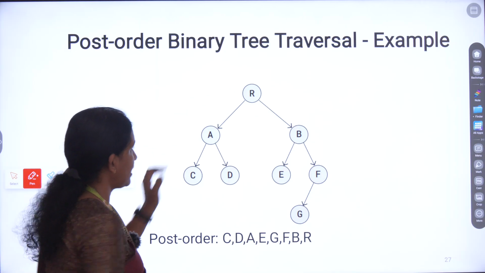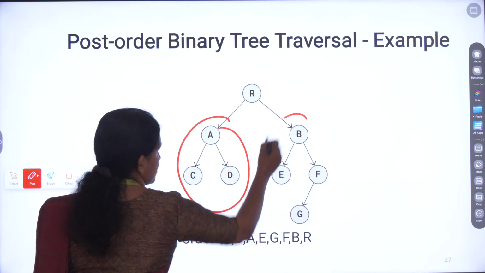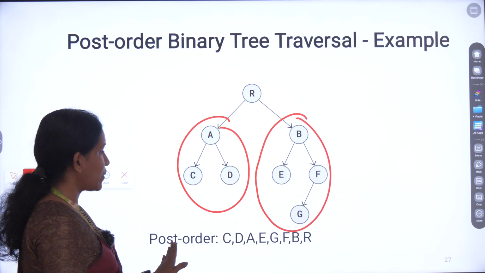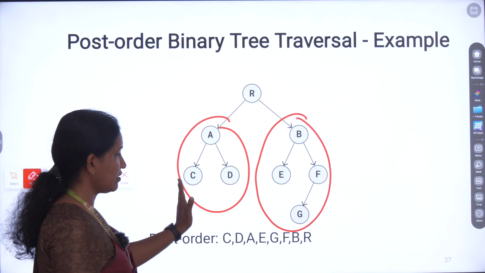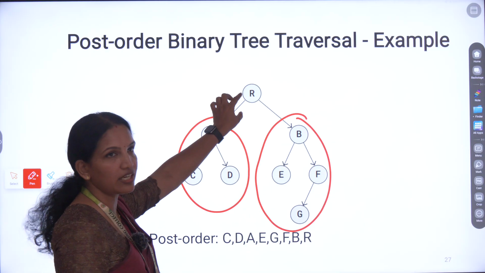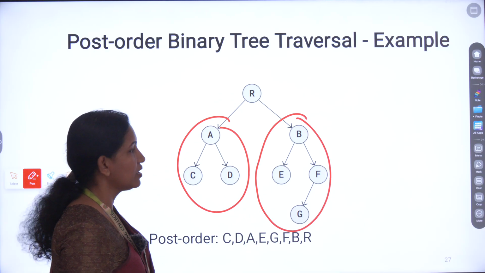Here this is the root node, and again this is the left subtree, this is the right subtree. So we'll start with the left subtree, then the right subtree, finally the root. That is the order for post order traversal.